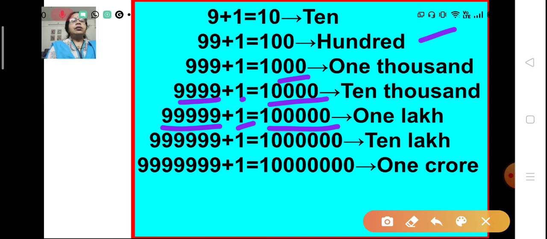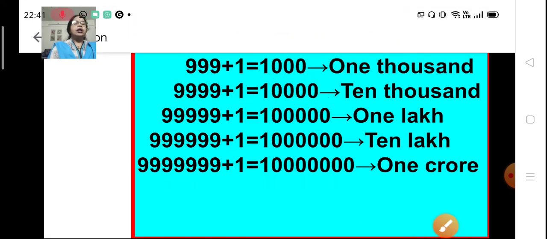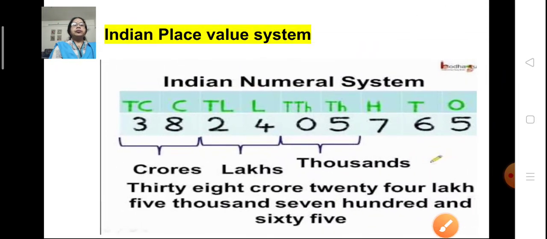And when the greatest 6-digit number has 1 added to it, we get 10 lakhs, which is a 7-digit number. And when 1 is added to the greatest 7-digit number, then what do we get? We get 1 crore, which is an 8-digit number, isn't it? So, this is how the large numbers are formed.